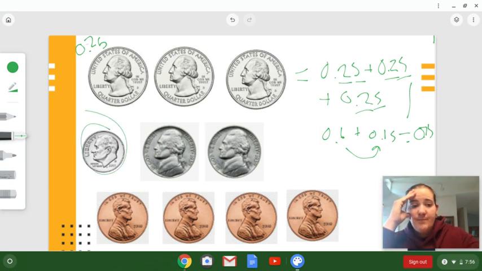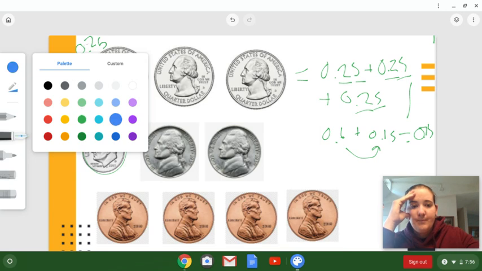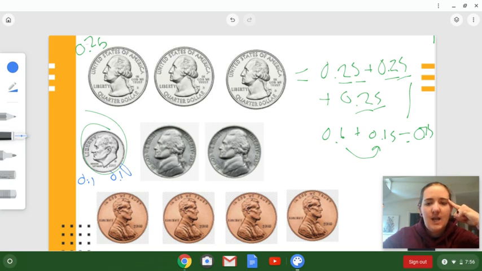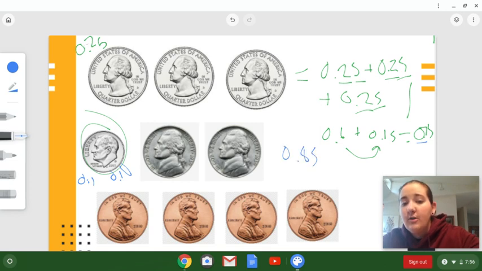I know a dime. I'm going to change my color. I know my dime is worth 10 cents. I can write that as 1/10, or I can write that as 10 hundredths. I'm sorry that my handwriting is even worse on the whiteboard, but I'm going to try really hard. So I got 10 cents or 1/10, and I know 75 hundredths plus 1/10 would be 85 hundredths, right?